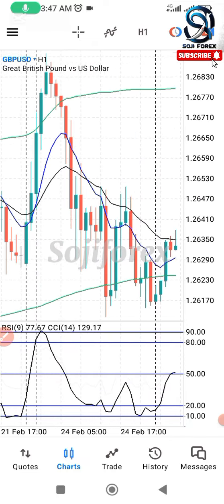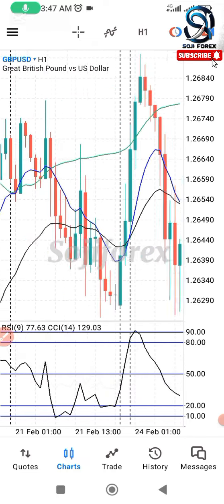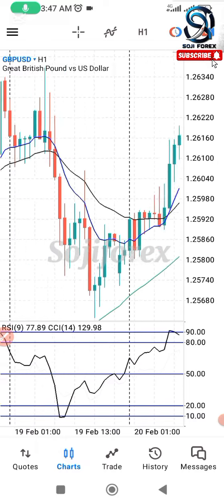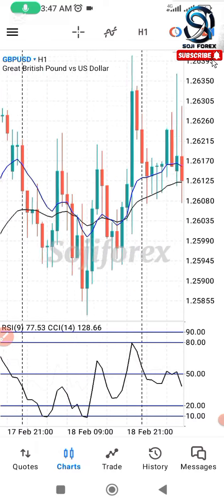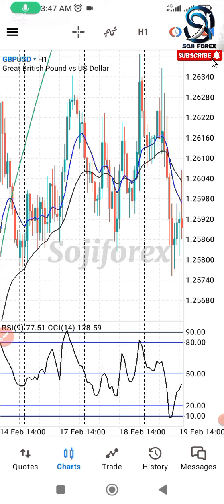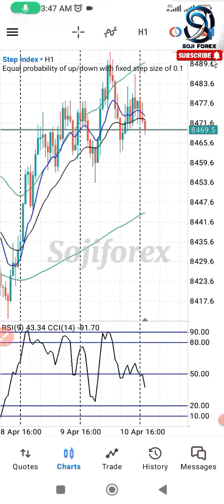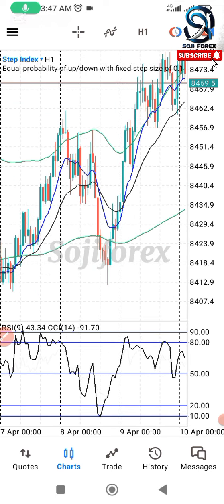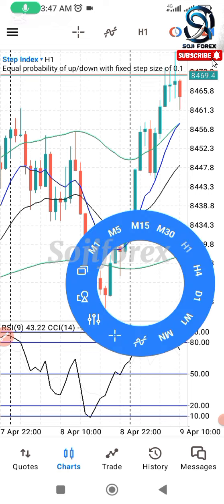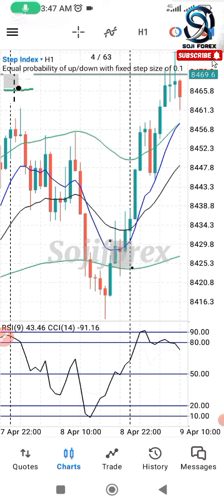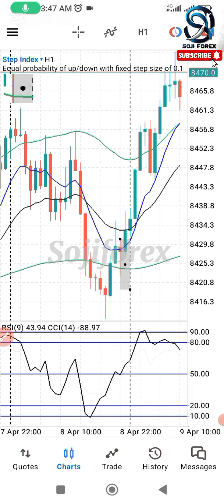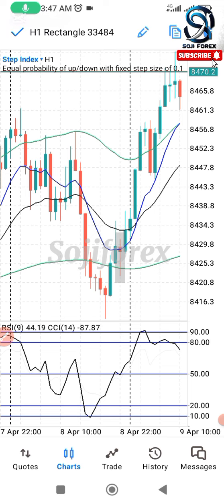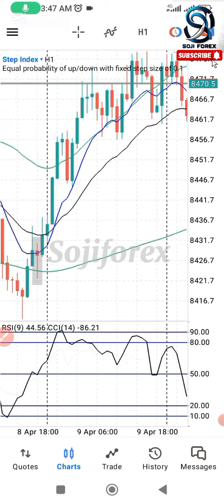Only a few will go against you, and that is enough to make you profitable just by sticking to this single candle formation. So let's check indices. This is step index. Look at this. So we have this. You can see how beautiful that plays out.